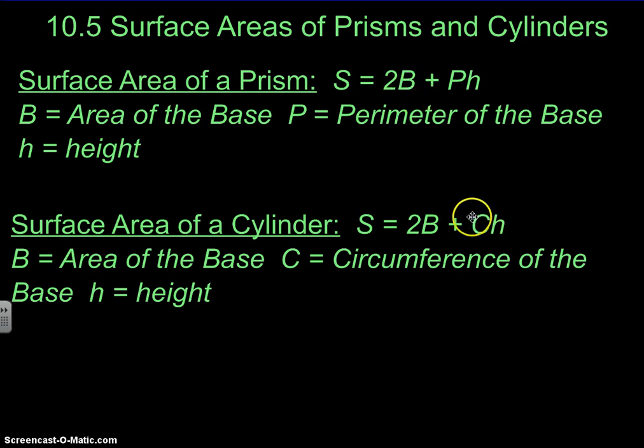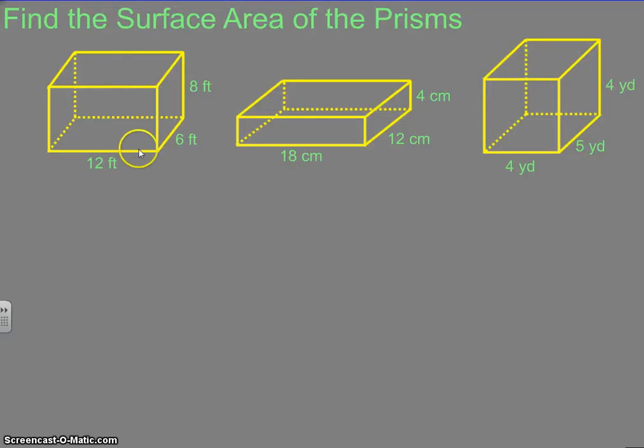And instead of perimeter, with circles we talk about circumference. So technically it's the same thing, the circumference or the perimeter of the base, but it's a circle, so it's circumference times the height. Okay. Capital B, area of the base. That is something you will see from here on out, so learn what that means. Area of the base. So let's look at some rectangular prisms.